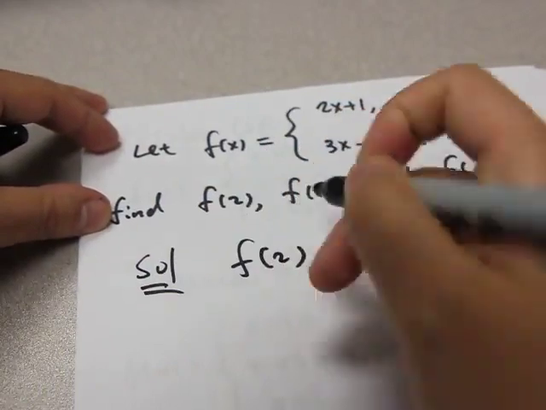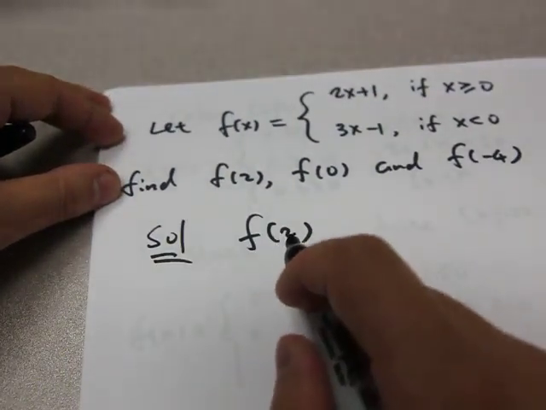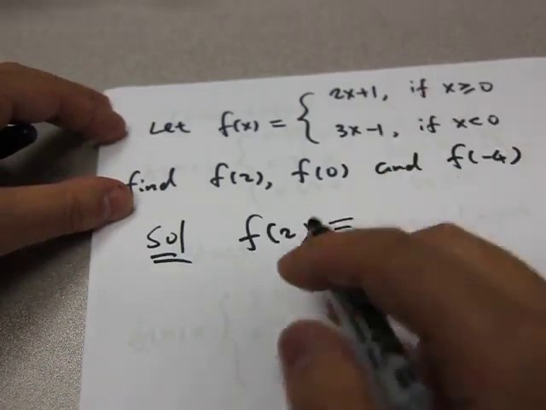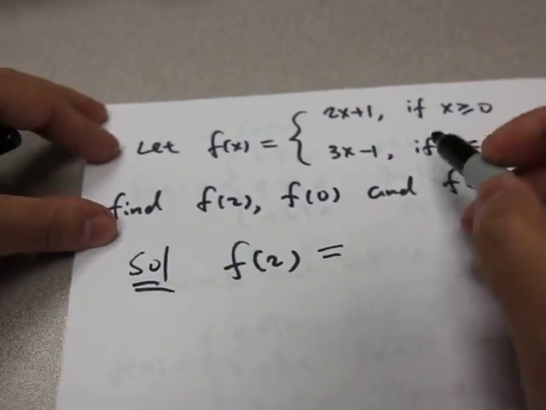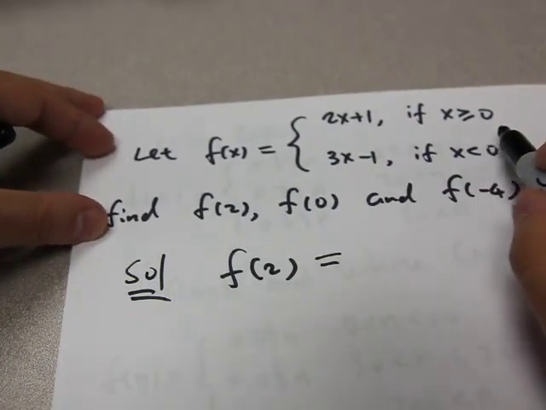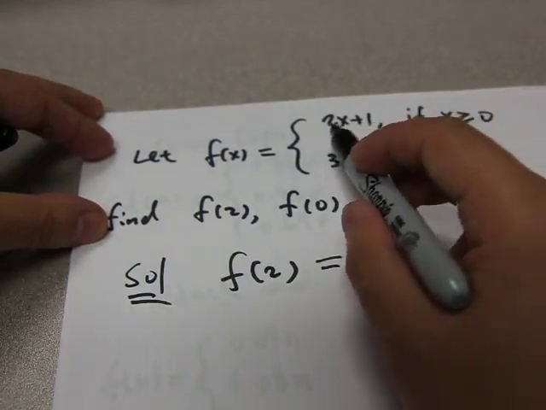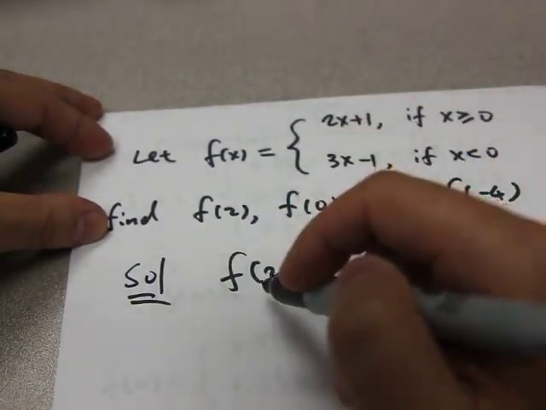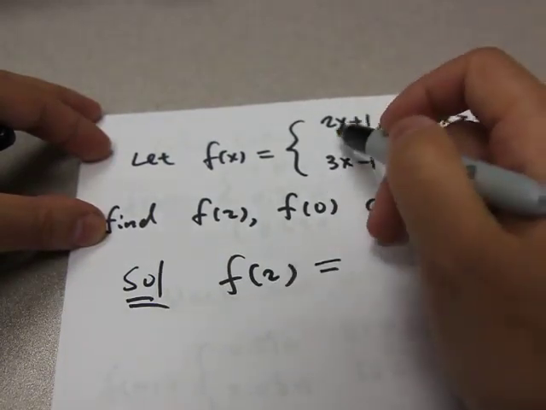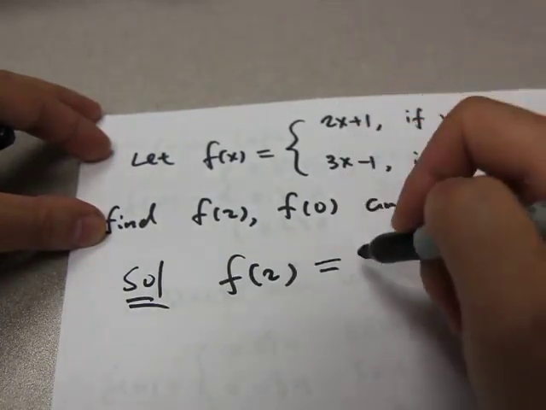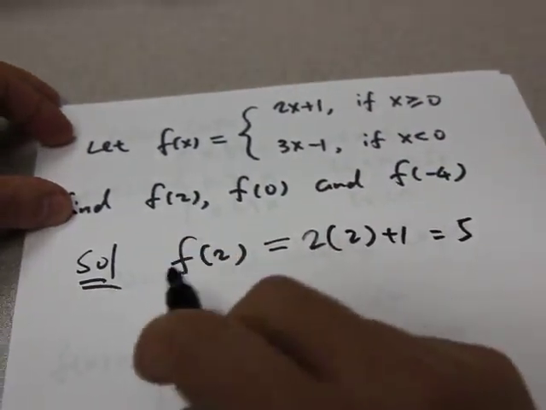So, if we want to evaluate f(2), because the input is 2, a number greater than 0, we should use the first equation, 2x plus 1, to evaluate the function. So we substitute 2 for x in the first equation. So the function value is 5.